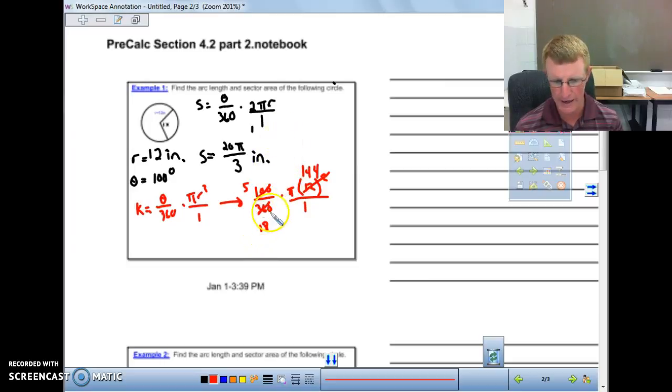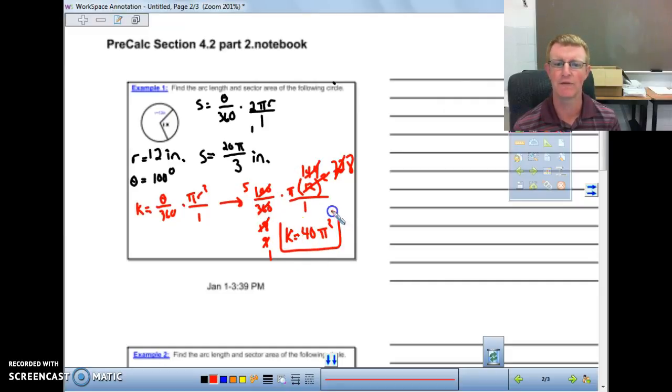So maybe divide by 2 and divide by 2. So we get 9 and 72. And then we have 72 divided by 9. That becomes 1, and that becomes 8. So 5 times 8 is 40 pi. So our area here is K equals 40 pi inches squared.